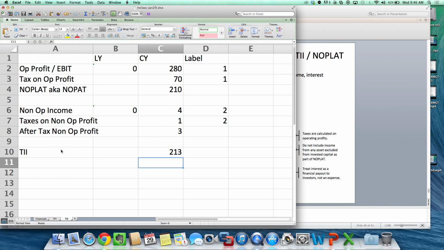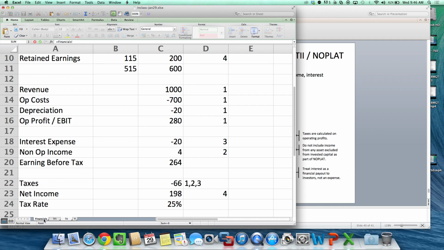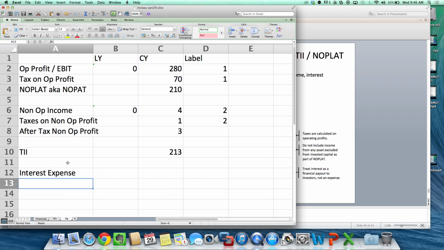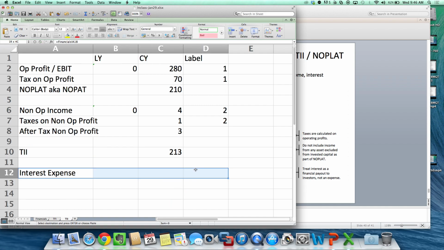All right. Next, debt cash flows. What is our debt cash flow? Well, if I go back to my income statement, it's my interest expense. Now, this is just convention to the statement. The negative 20, we're going to have to flip the sign to be positive 20.